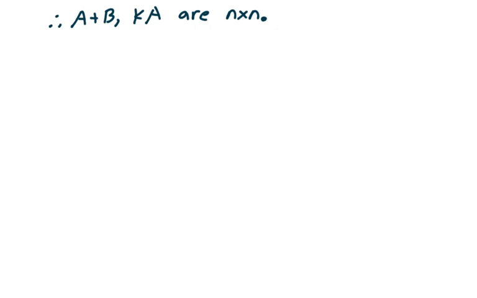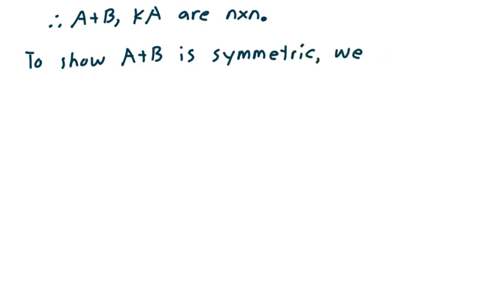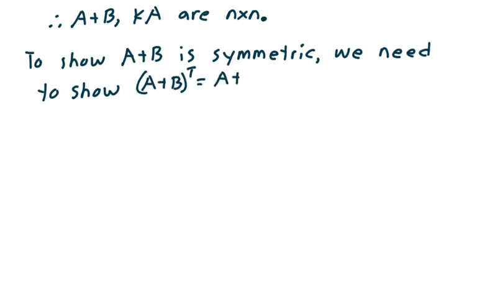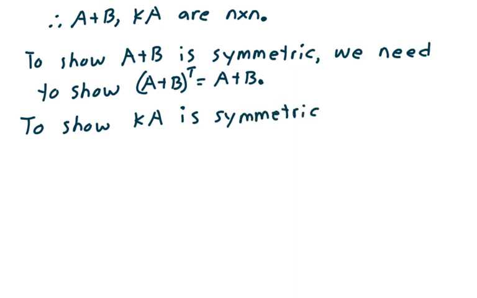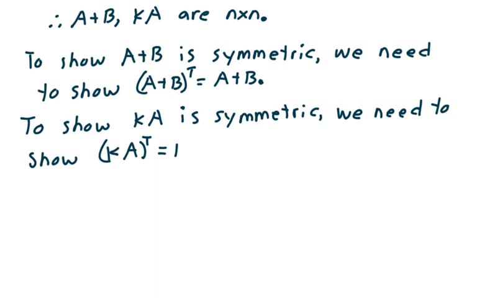All right, now, to show A plus B is symmetric, we need to show the transpose of A plus B is equal to A plus B. To show Ka is symmetric, we need to show the transpose of Ka is equal to Ka.